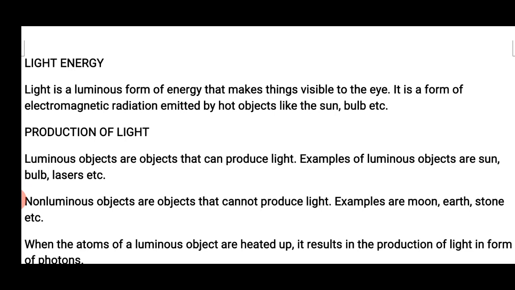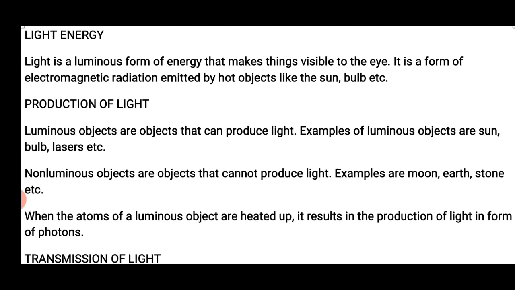Production of light. Luminous objects are objects that can produce light. Examples of luminous objects are sun, bulb, lasers, etc. Anything that can produce light on its own is referred to as a luminous object. Non-luminous objects are objects that cannot produce light. Examples are moon, earth, stone, etc.